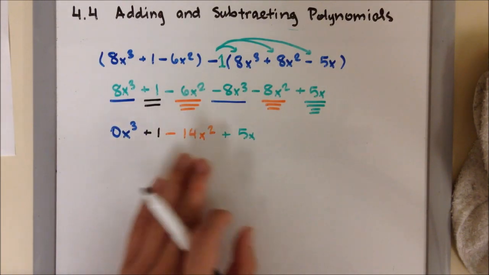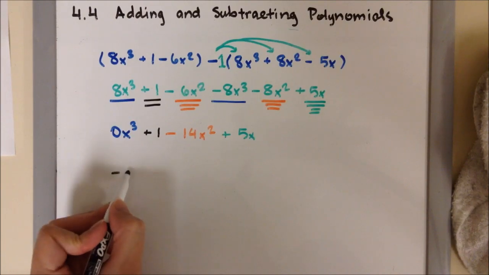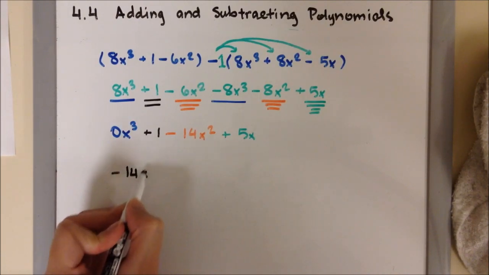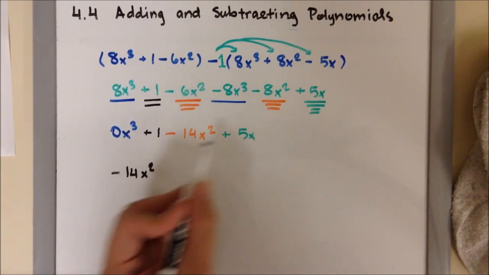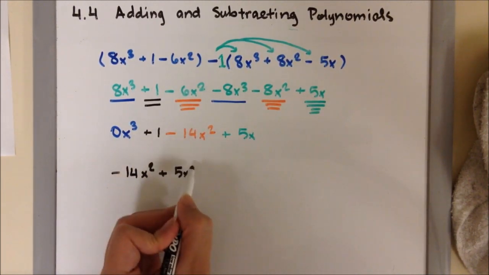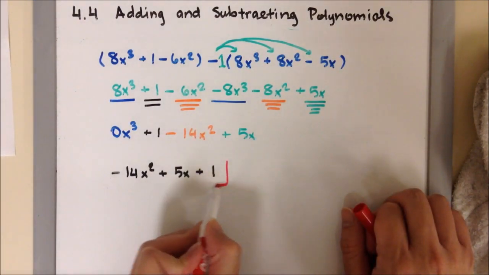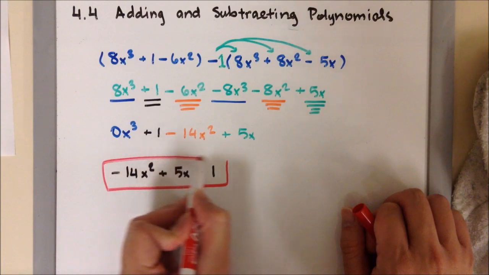Then, what's my new highest is x squared. So, negative 14x squared will come first. And then my plus 5x, and then my constant number plus 1. So actually that is our answer, and it's in order. I'm going to box this up, and this is our final answer.